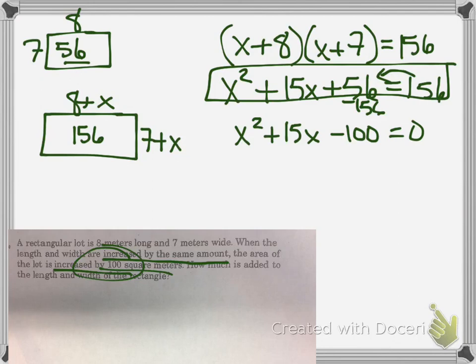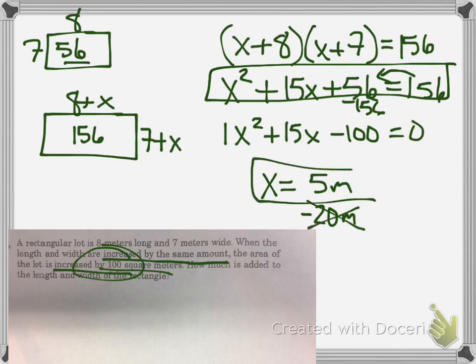And now I can solve this by whatever method I can figure out. So like here, if I do this, I get that either I added 5 meters or I added negative 20 meters. Which one would make sense? Obviously the 5 meters would make sense, so my answer is that you would add 5 meters to both sides, the length and the width.